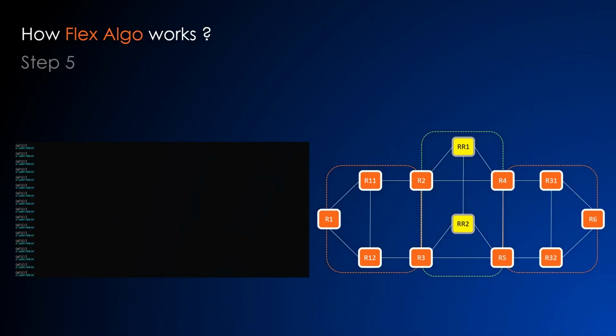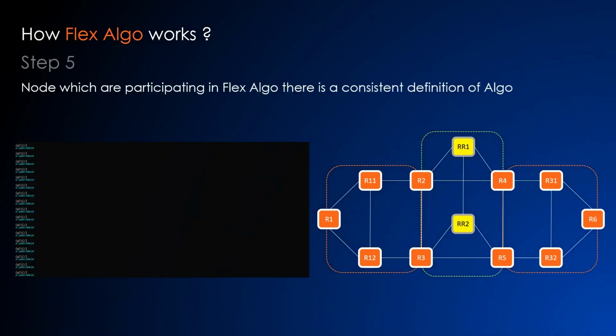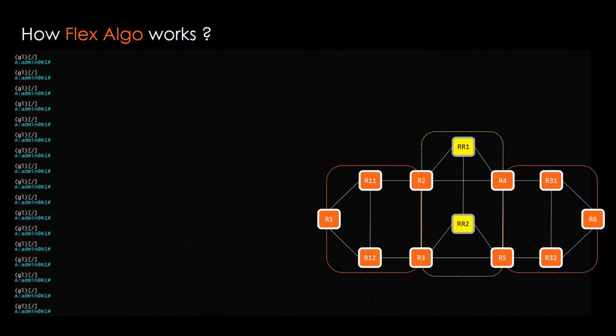One thing we need to note is that any node participating in Flex Algo should have a consistent definition all across the topology. Whenever we advertise, every router, whether it is an ingress, an egress router or a P router, should have the Flex Algo capabilities advertised, but the Flex Algo definition should be consistent.